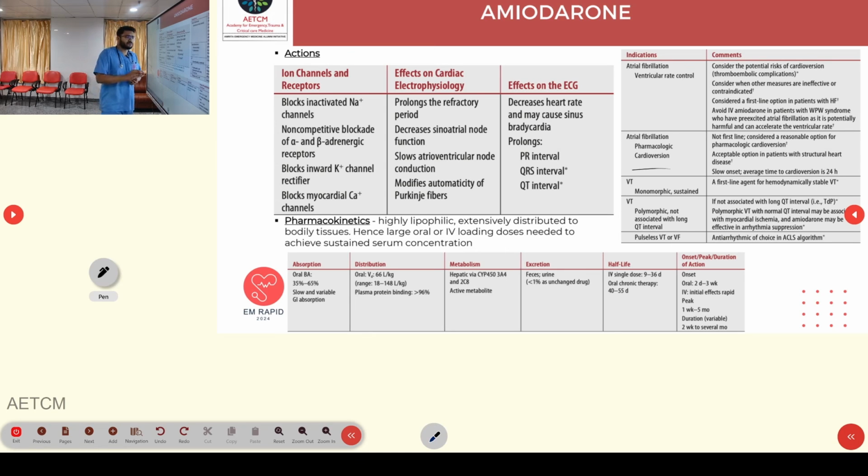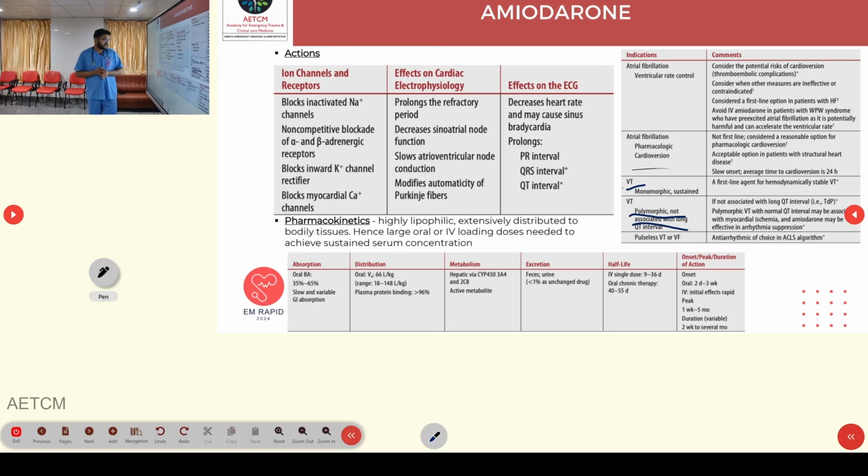In monomorphic VTs, it is used as a first line agent for hemodynamically stable VT, and for polymorphic VT not associated with long QT only, we'll use it. And in pulseless VT or VF, it is the antiarrhythmic of choice as per our ACLS algorithm.